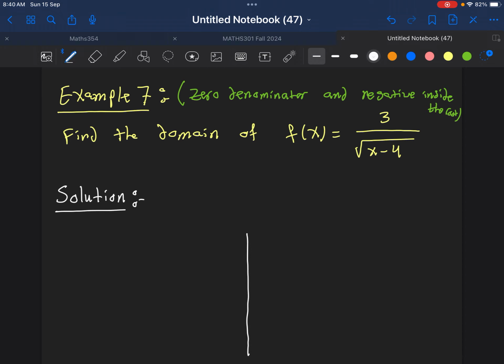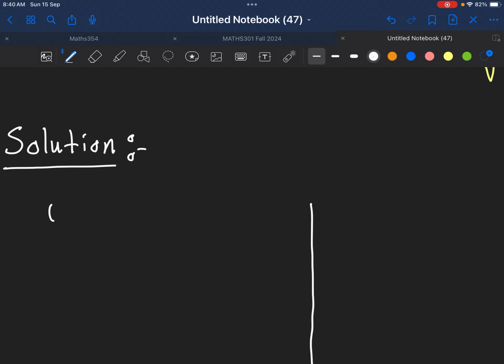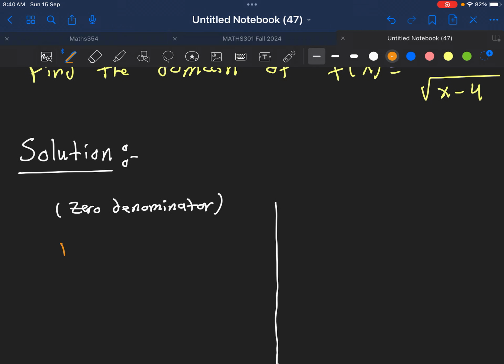First, you have something in the denominator. Zero denominator, deal with it. Now, what do we do if we have something in the denominator? We write denominator equal to 0, and then we exclude. Remember, at the end, we will exclude. Now, what do we have? Denominator equal to 0: square root of x minus 4 equal to 0.